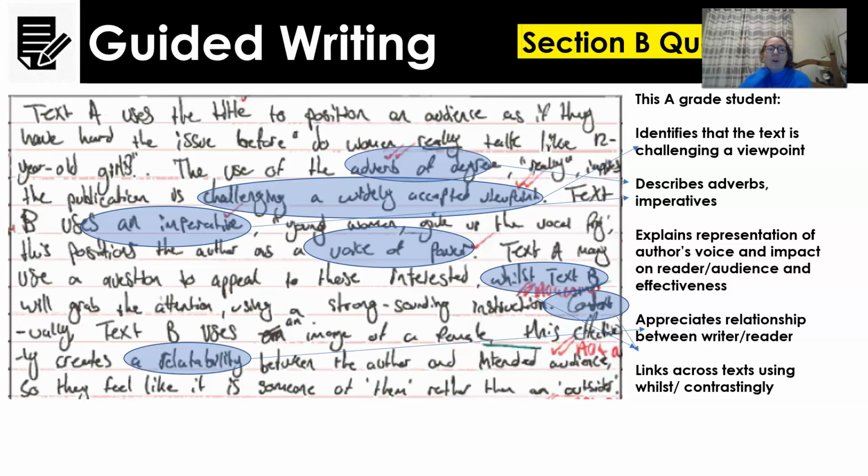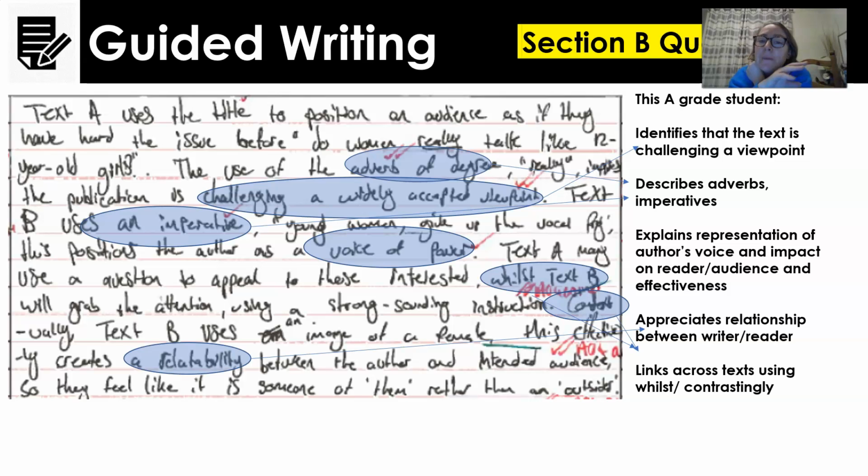Do women really talk like 12-year-old girls? So there's their embedded evidence. Okay, the use of the adverb of degree. So immediately then we've got this D for description. They're describing the adverbs. Look at that adverb of degree. Can you see how they've layered their labeling?